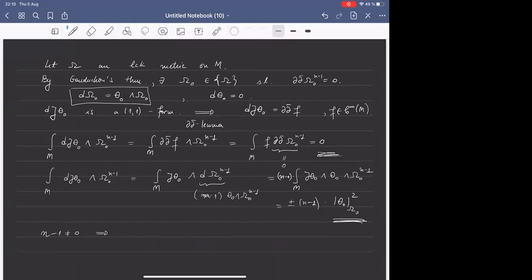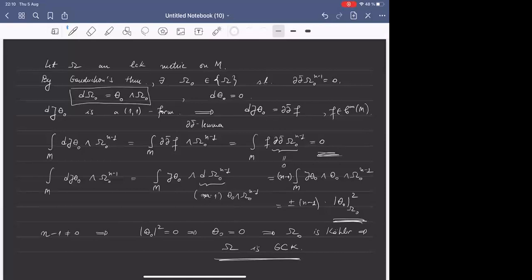Therefore, we obtain that the L2 norm is 0, and therefore theta 0 vanishes, concluding this way that omega 0 is Kähler, and therefore omega, our LCK metric from the beginning, is globally conformally Kähler. So from the very beginning, we have this restriction. Looking for interesting LCK metrics means that we completely forget about Kähler manifolds. We don't look there for interesting examples.